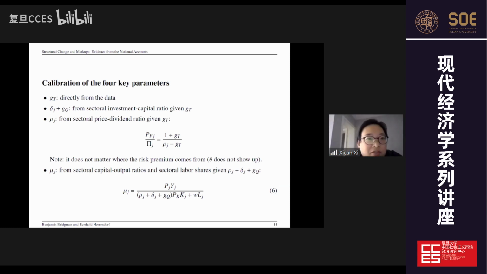Right. Otherwise the services should have higher markups, measured by the degree of competition. If our intuition is correct, then services are non-tradable. It's more local. I agree.